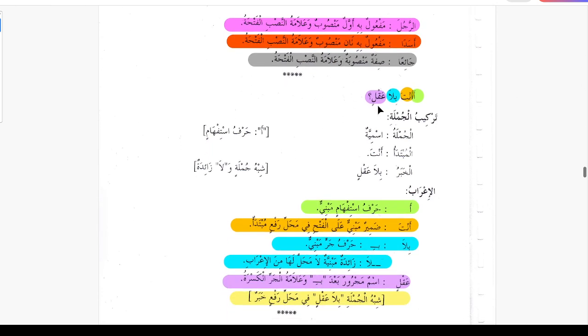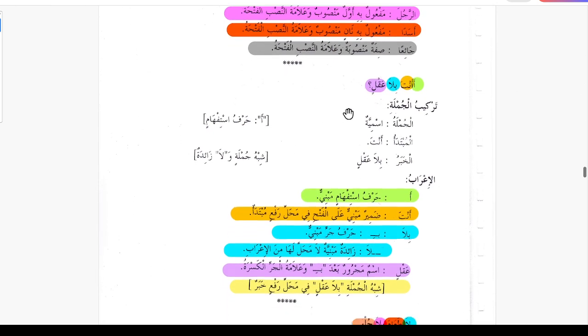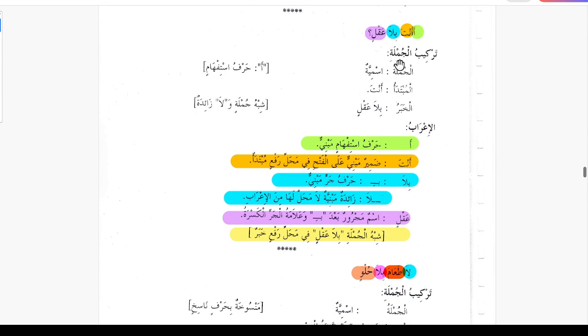Next one is anta bila aklin. Are you without senses, without brain? We know there is no verb here, so it's jumla ismiya. Anta is mubtada and bila aqlin is shibu jumla khabar, and la is la zaida, and the first hamza is harfu istifham, a particle for questioning.